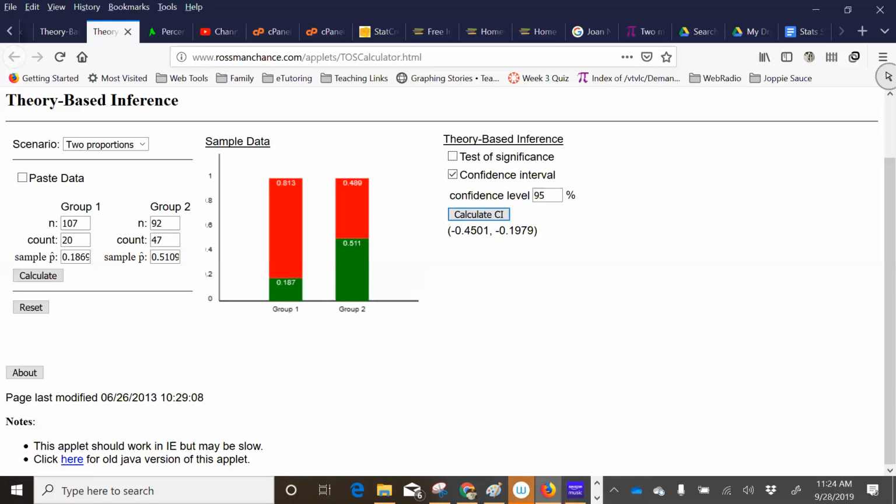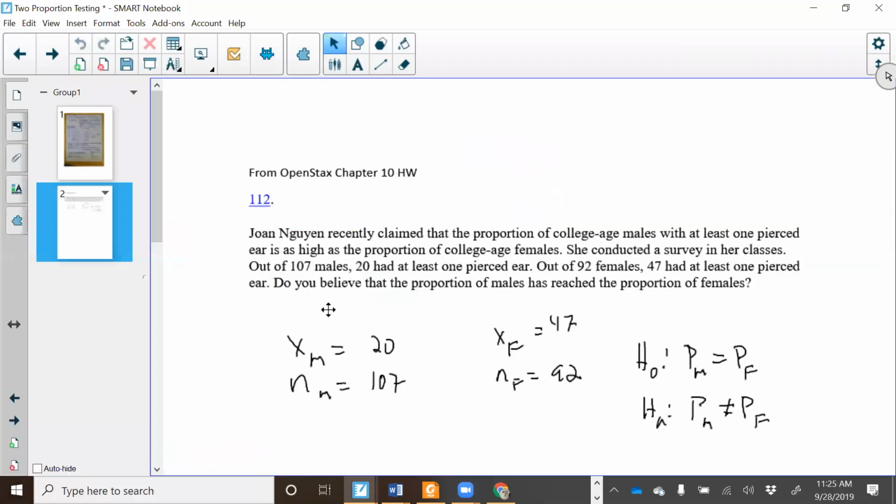Joan Nguyen, how do you say her last name? I'm being ignorant here, I should have looked that up. She claimed the proportion of it at least is as high. So that confidence interval certainly doesn't support her claim, right? It's a hard question to write a confidence interval for. So let's not. Let's just run the test.